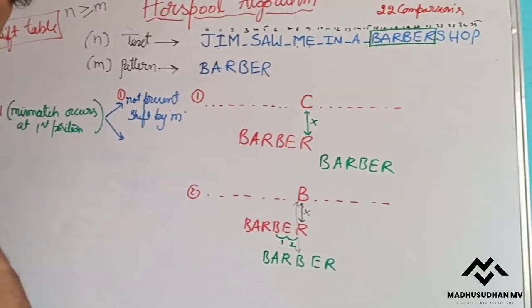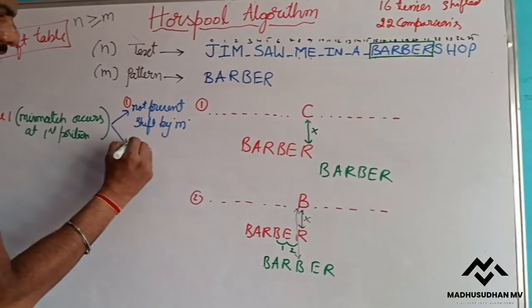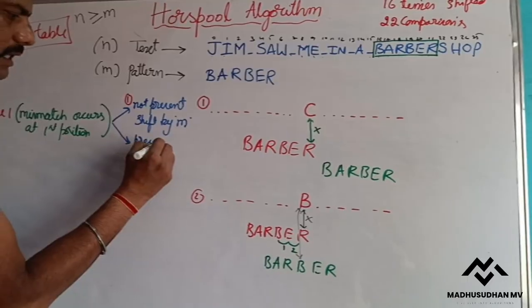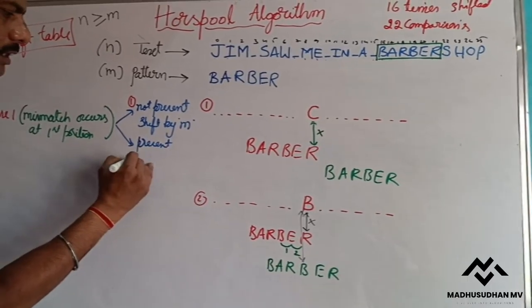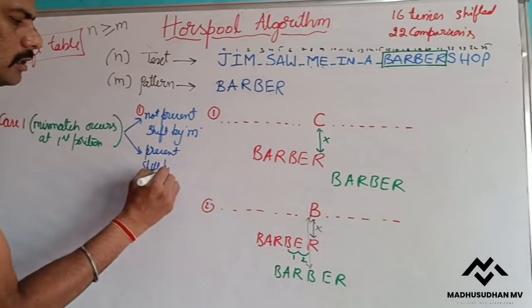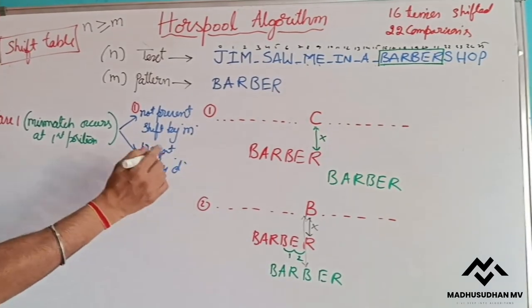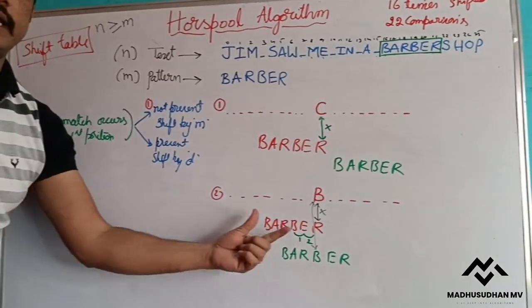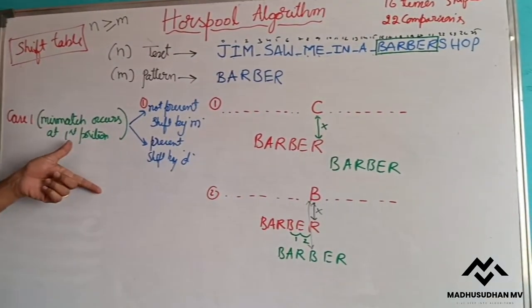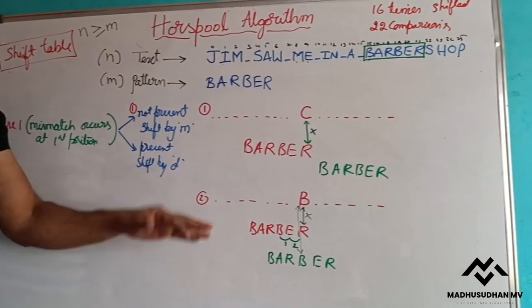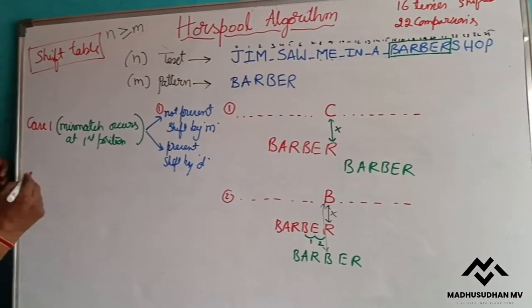So that means in this case, if the mismatch character is present, then shift by what? Distance D to the last character of the pattern. So this is case 1. So hope you people understood. So now the next case is what?